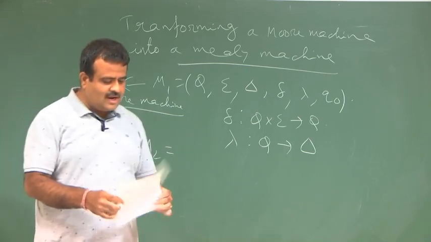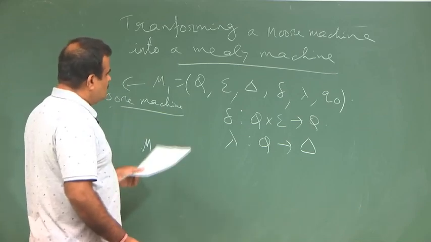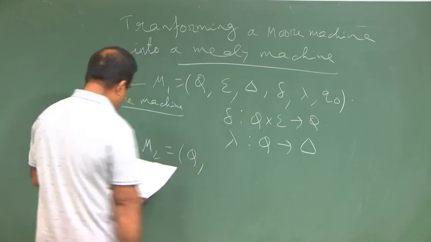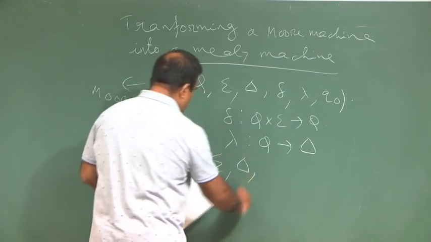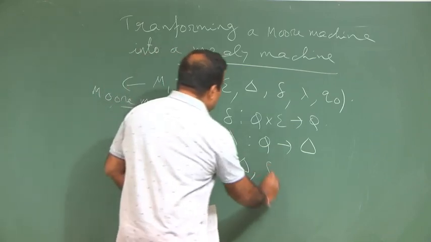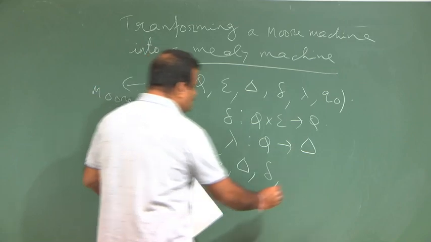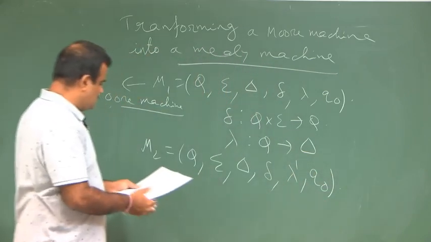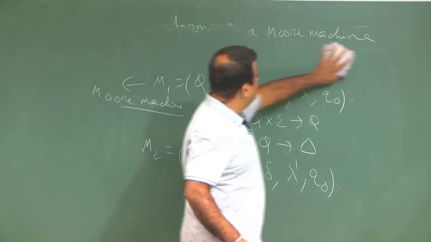So, how to construct that? To construct that we just need to change this lambda, that is all. So Q will be the same, sigma and the output alphabet are the same, and the transition rules are the same. Now, this will be lambda hat, q0. Now, how to define this? Yeah, so let me define this here.